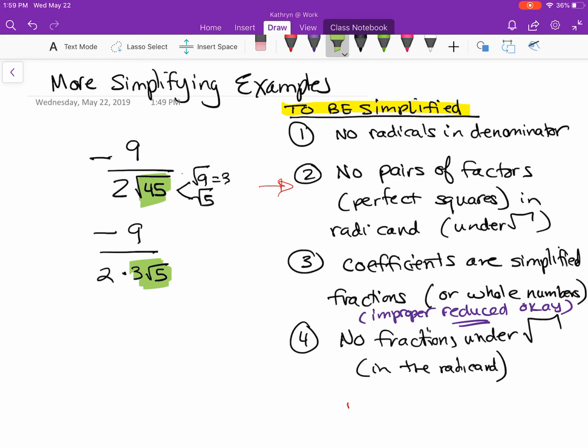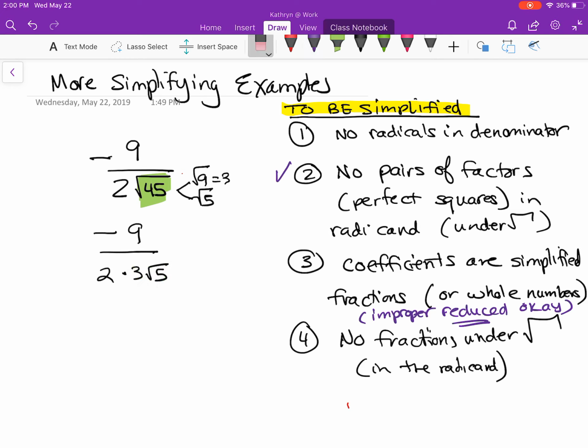And I'm good with number 2. So I'm going to just put a little check mark right here. I dealt with number 2. I don't have any pairs of factors or perfect squares underneath square root signs anymore. I cannot break apart that 5. I am good to go.